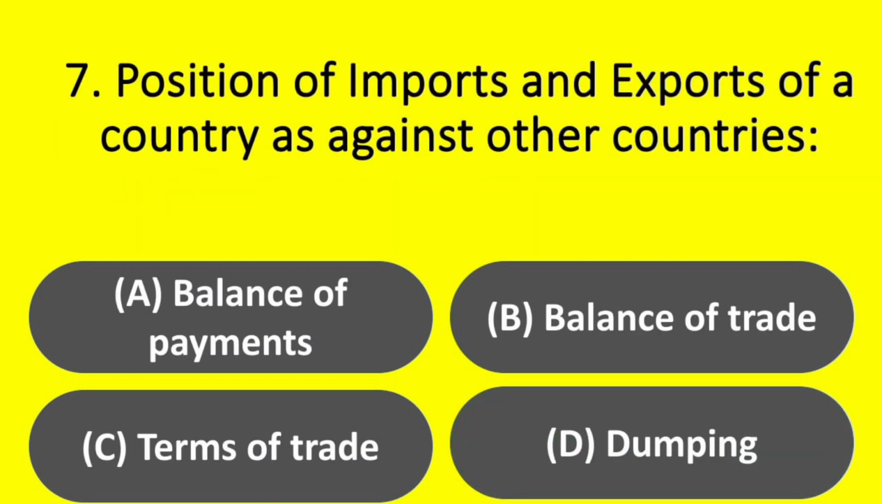Position of imports and exports of a country as against other countries: option A, balance of payments; option B, balance of trade; option C, terms of trade; option D, dumping. Answer: option B, balance of trade.